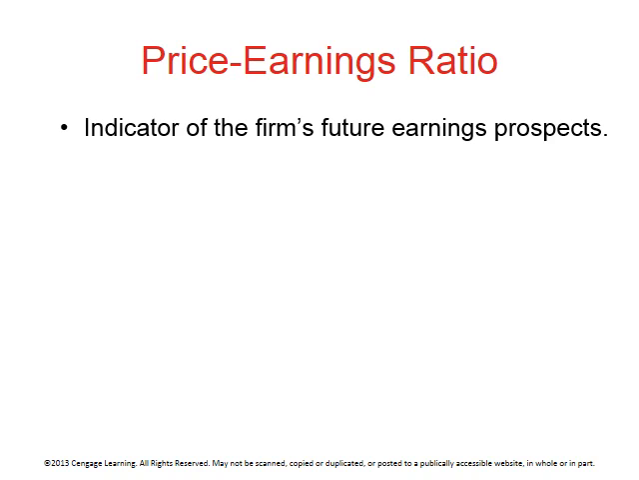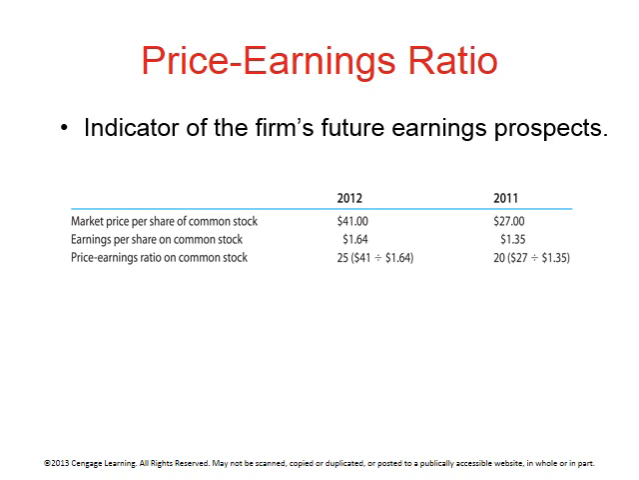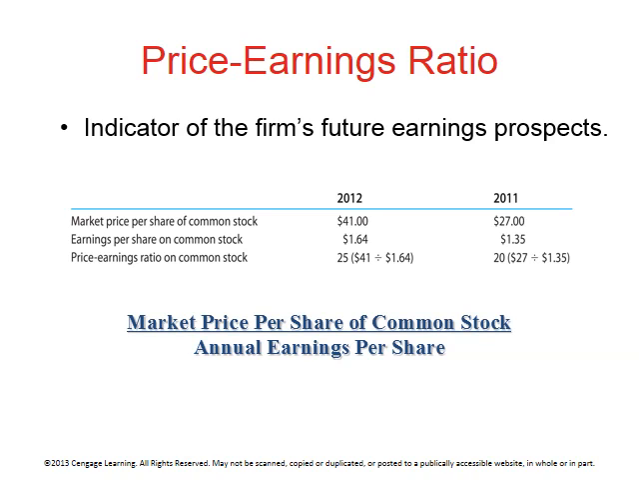Another one that's pretty big, and if you look at Wall Street Journal or Yahoo Finance, is the price-earnings ratio. It's supposed to indicate the firm's future earnings prospects. To calculate this, we're going to take the market price per share of common stock, which is what you see in the Wall Street Journal. That would be the market price over the annual earnings per share like we calculated on the previous slide. So in 2012, we take $41 price per share divided by $1.64 earnings per share, and our price earnings ratio is 25.